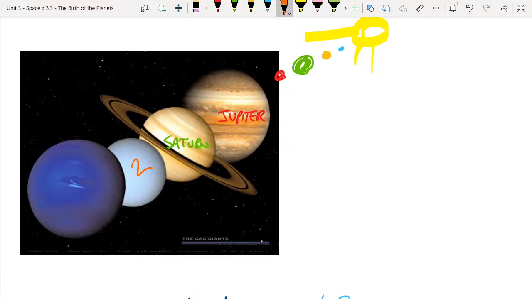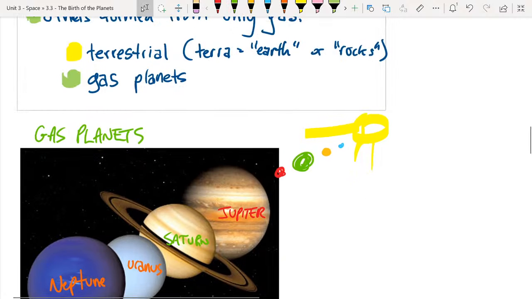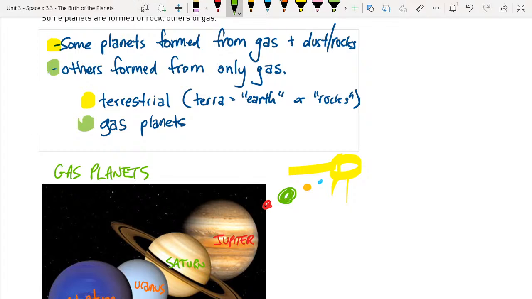What's this guy? Neptune. Good. What's this guy? Uranus. Very good. So we've got Jupiter, Saturn, Uranus, and Neptune. These are the gas giants. And again, Jupiter is so big that she's almost a sun. Big old planet. The gas planets are giants. They are much bigger around than the terrestrial planets.